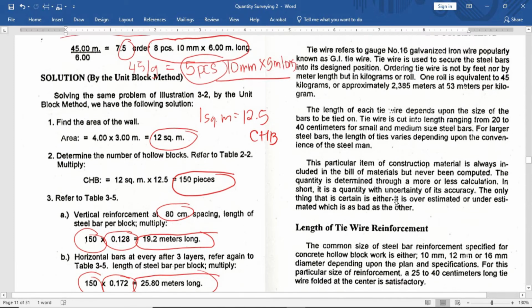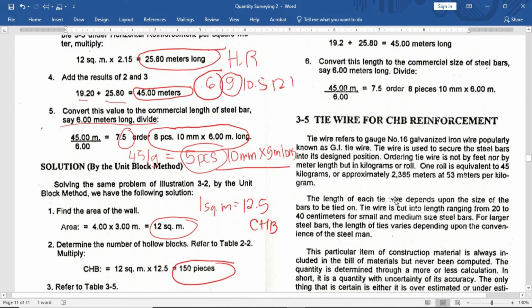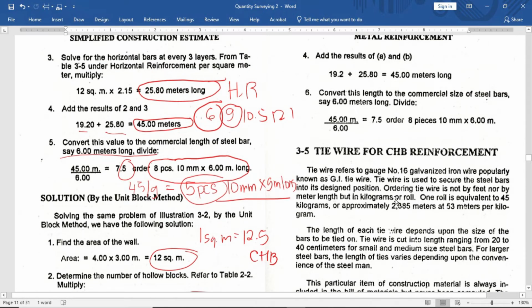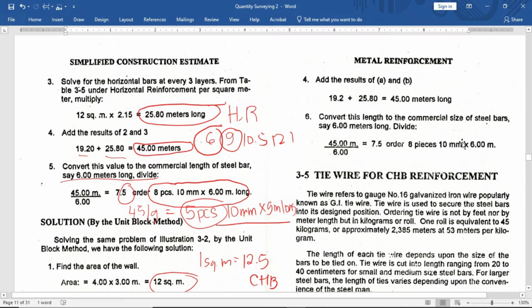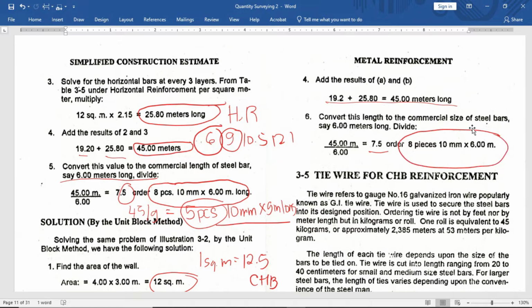So, same lang sila. Depende yan sa inyo kung ano yung mas preferred nyo, either by area method or by unit block method. Kung hindi naka-state sa problem, depende yan sa inyo. So, tulad ng kanina, sagot natin is 45 meters long, and ang ano natin is 7.5. So, mag-order tayo ng 8 pieces, 10 mm, 6 meters long na bakal.